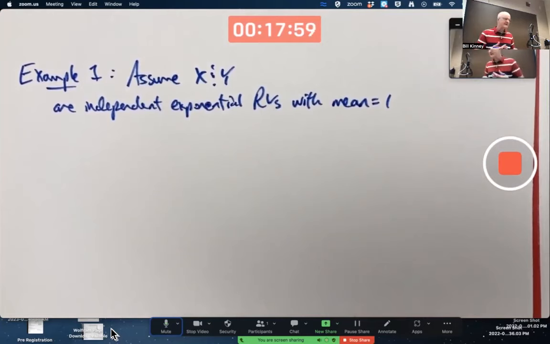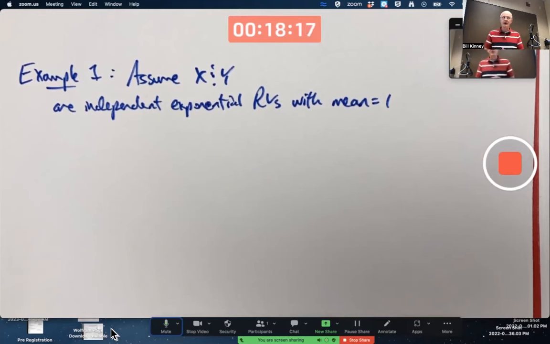But wait a minute, if they're the same random variable, shouldn't we call them both x or both y? No, you don't want to do that. Why not? Because we want to imagine that even though they're modeling the same situation, their observed values could be different.